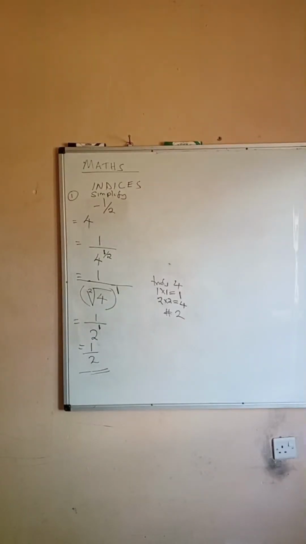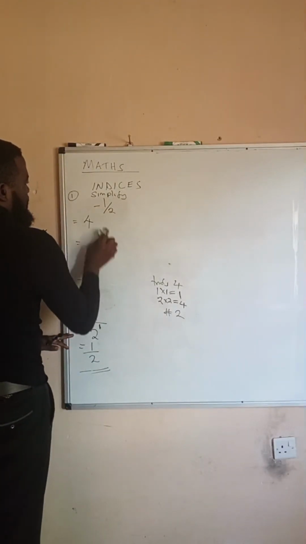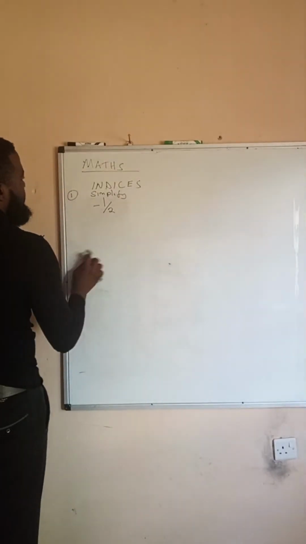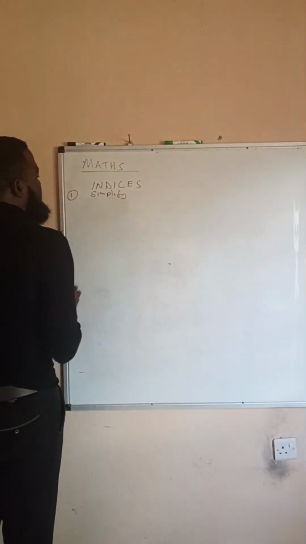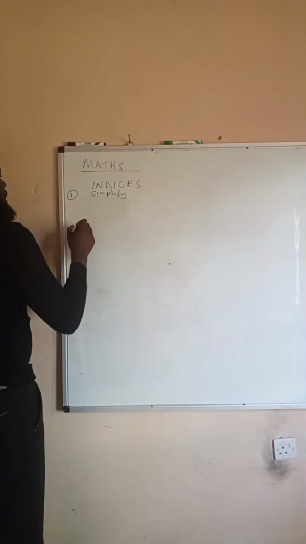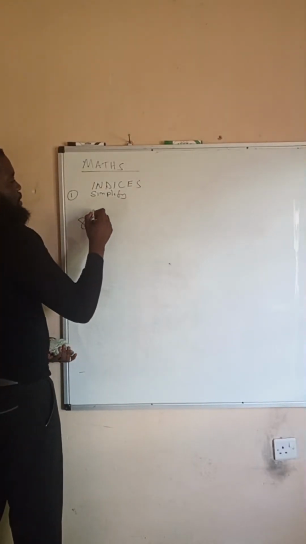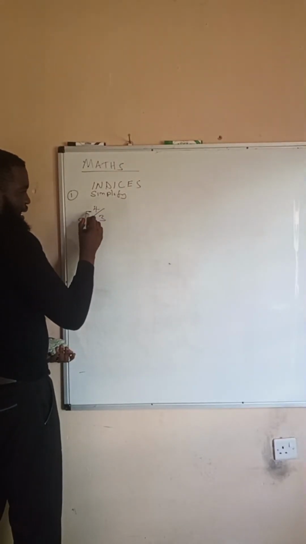Okay. So we proceed. We go to the next type of question. What do we do? Let's solve another one with a negative power. What about if they give you 8 to the power 4/3 with a negative like this?